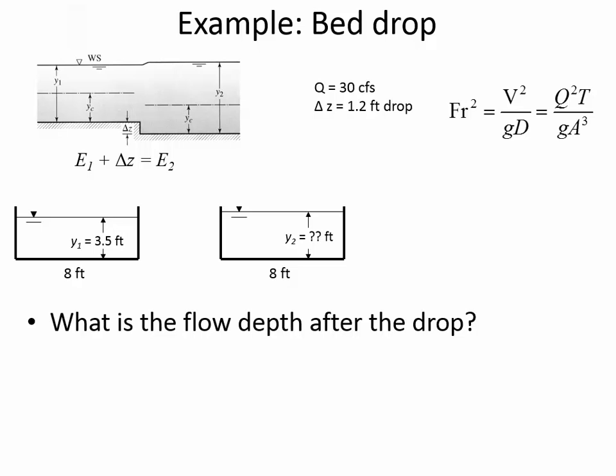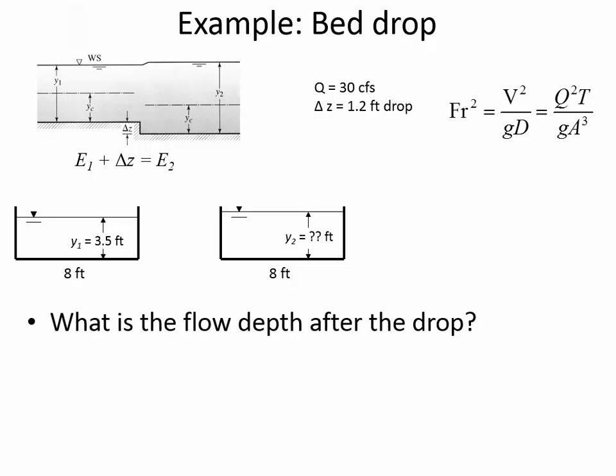And so the three possible solutions for y2 are either negative 0.211, 0.220, or 4.708. Those are the three possible flow depths for this amount of energy. Okay, we can obviously eliminate the negative flow depth. That doesn't make any sense.